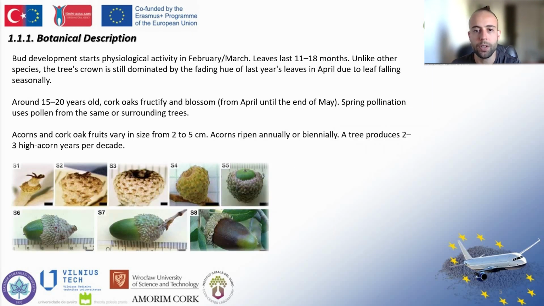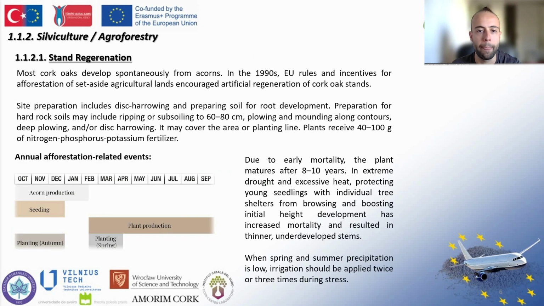Cork oaks start bud development in February-March, and their leaves last for 11 to 18 months. When they're about 15 to 20 years old, cork oaks blossom and fructify from April to May. Cork oaks mostly grow spontaneously from acorns, but in the 90s, the EU incentivized artificial regeneration of cork oak stands on agricultural lands. Site preparation may involve disc harrowing, deep plowing, providing nitrogen, phosphorus, potassium fertilizer, and very frequent irrigation during spring and summer times when precipitation is low.